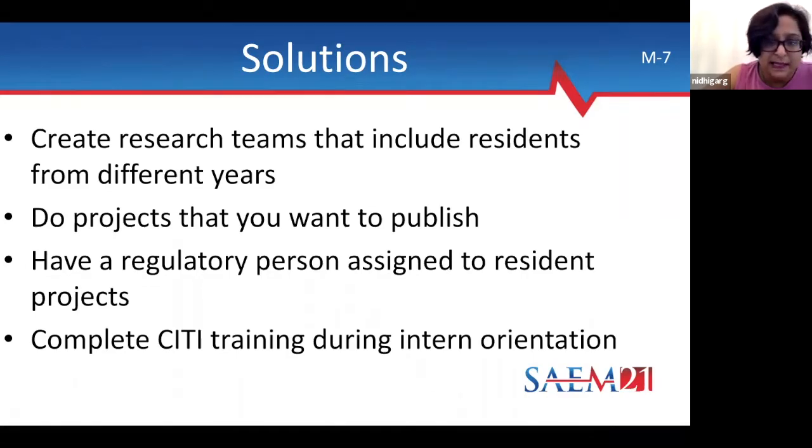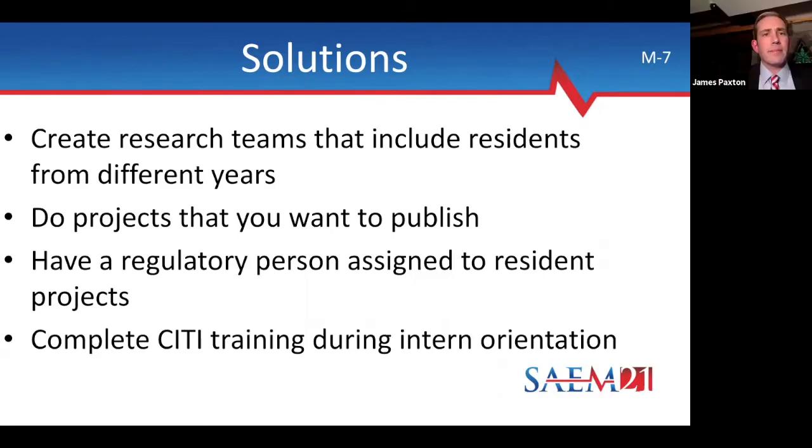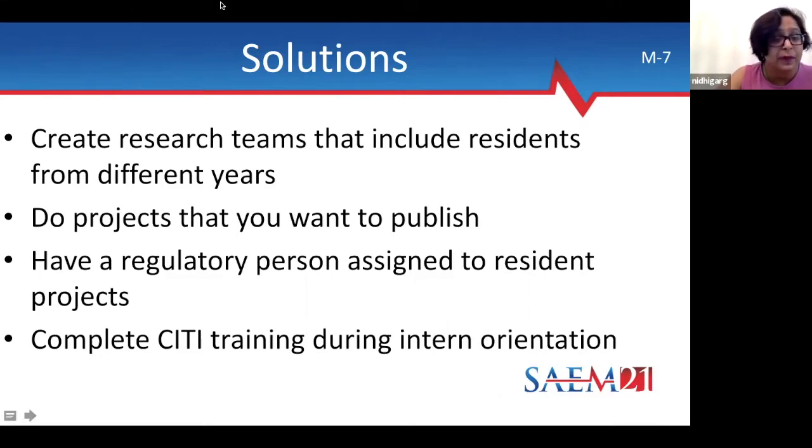And do the projects that, of course, you want to publish. Regarding the regulatory, it would be cool to have a regulatory person, if you have one in the department. Not every department will have an IRB manager or an academic associate or a research coordinator who is trained to do this kind of stuff. If there is a person who is trained to do this, or even have samples which can assist the resident and the mentor, that will save a lot of mentor time.